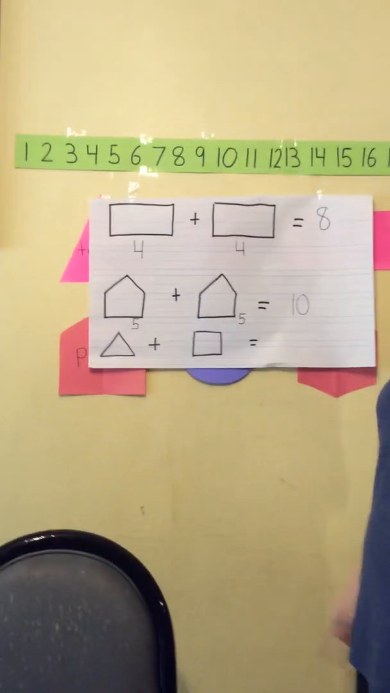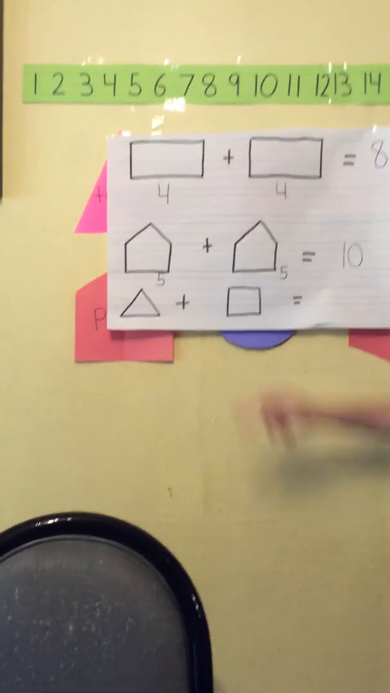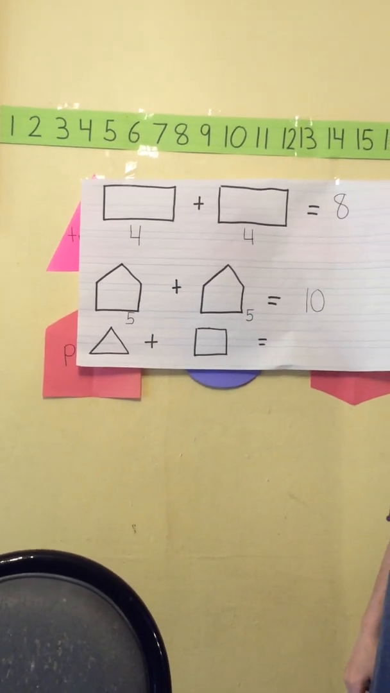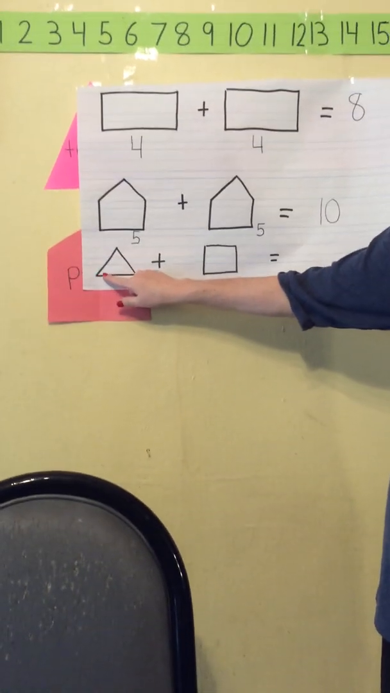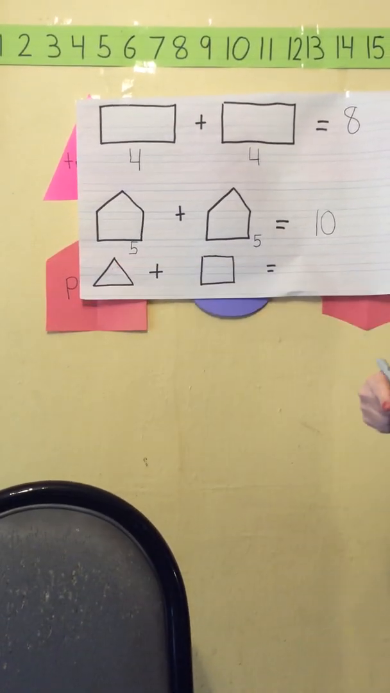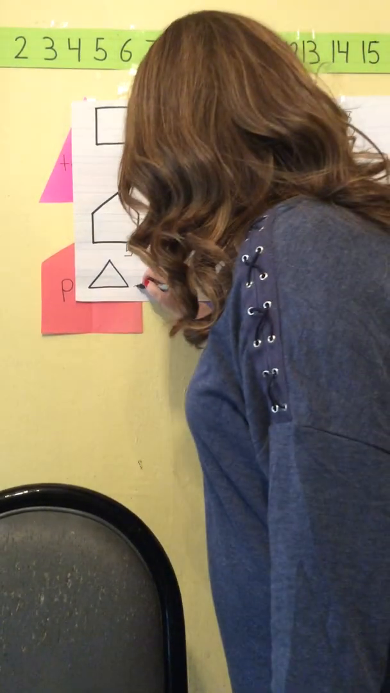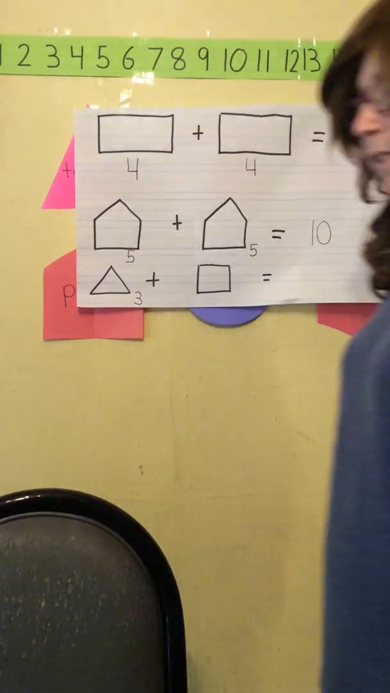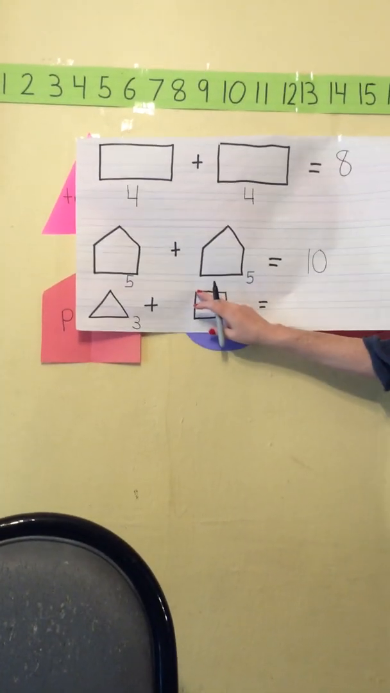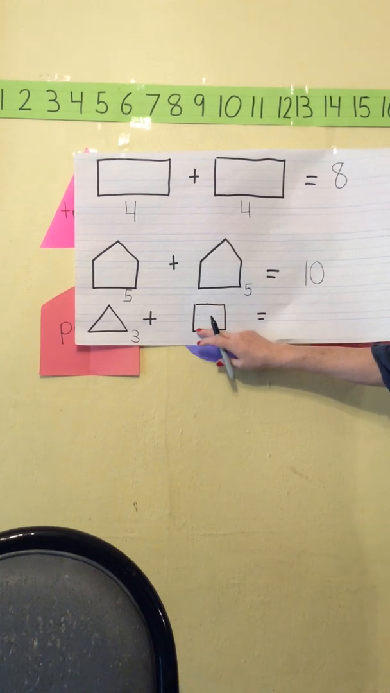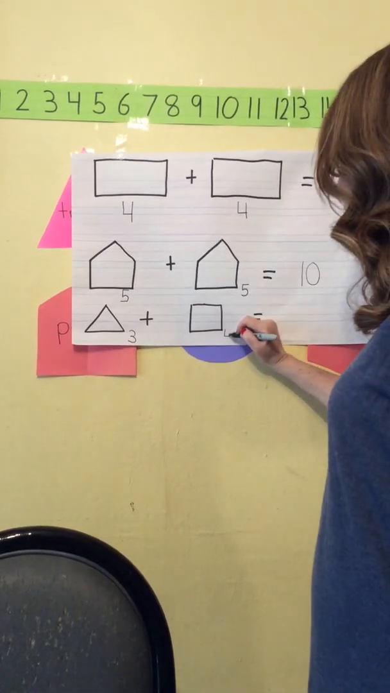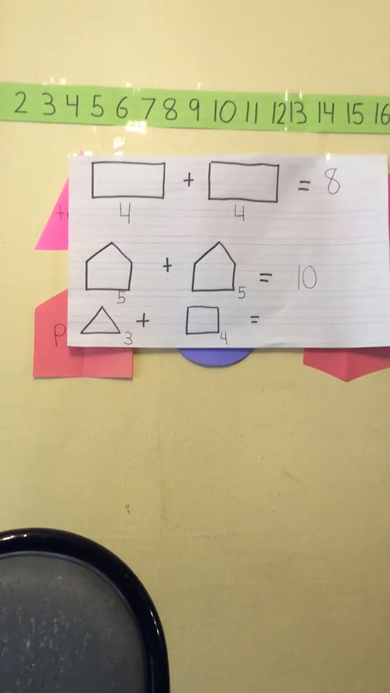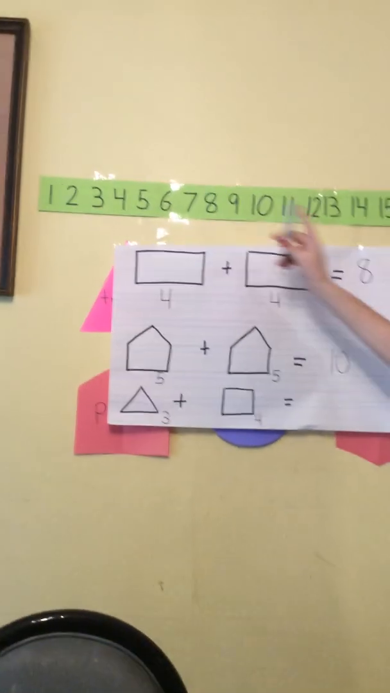Okay. Now, we're going to do a problem that has two different shapes. You ready? Here's my triangle. 1, 2, 3 sides. I'm going to write a 3 over here. And a square. 1, 2, 3, 4. 4 sides. Let's count how many that makes all together.